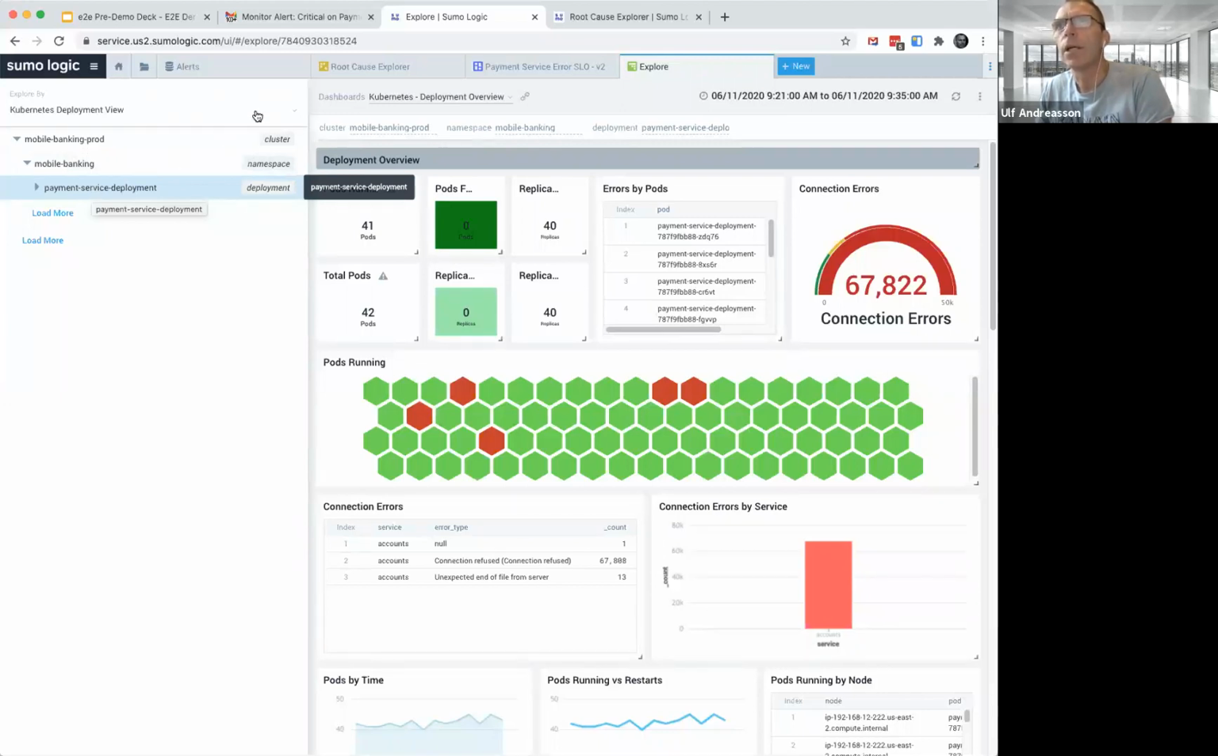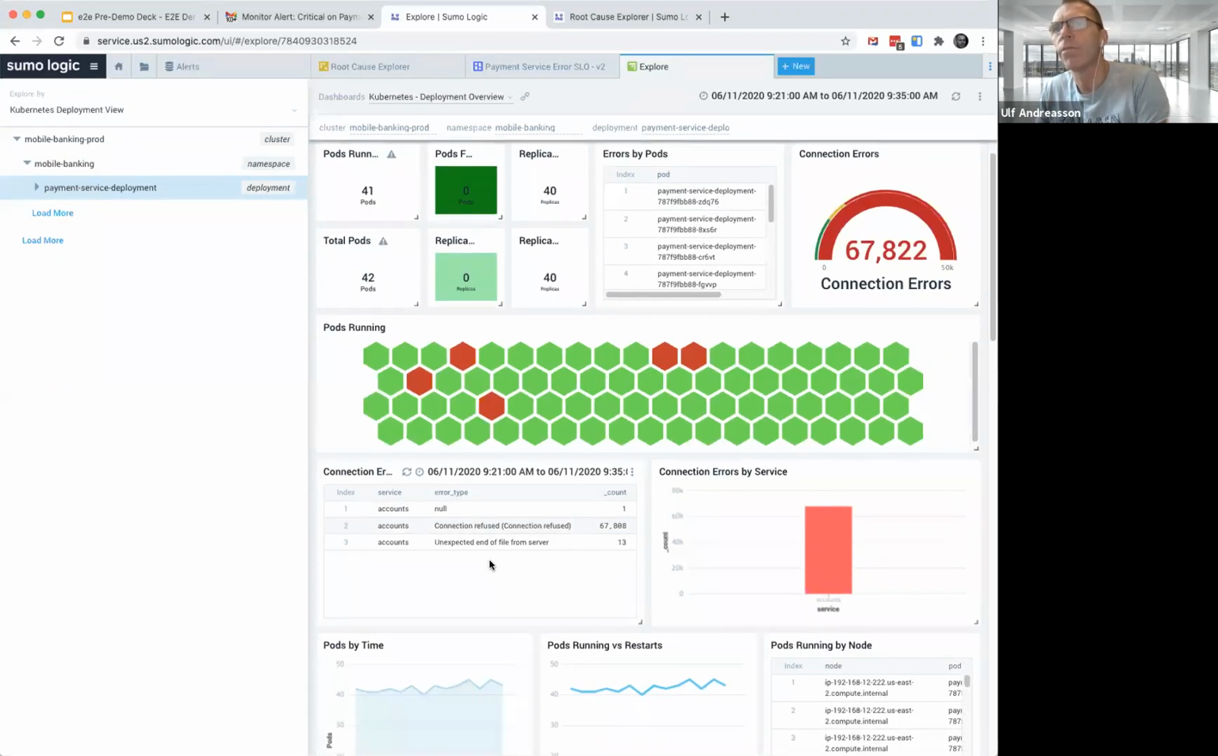But also, interestingly, the cluster seems to be running quite okay. There's no immediate problems per se. I do have a lot of payment service errors here, and there are also many connection errors. When I look at the type of connection errors, they seem to be associated with the accounts service as well, right? So I'm getting a picture here that this is connection issues between payment service and accounts.